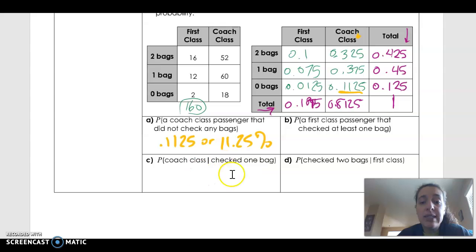Now let's look at C. I'm going to let you try B and D on your own, so I want to try C with you first. I want to find the probability that I'm looking at coach class given that they checked 1 bag. I can use this two-way table to help me figure it out. So I know I'm looking at the coach class, which is 0.375, given that they checked 1 bag.